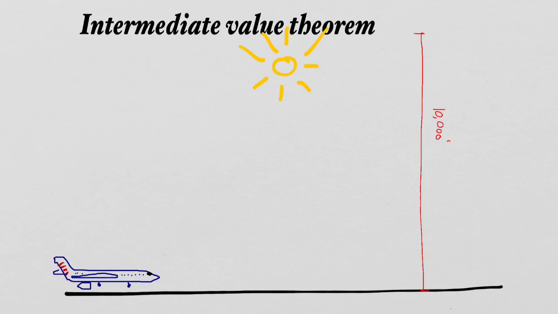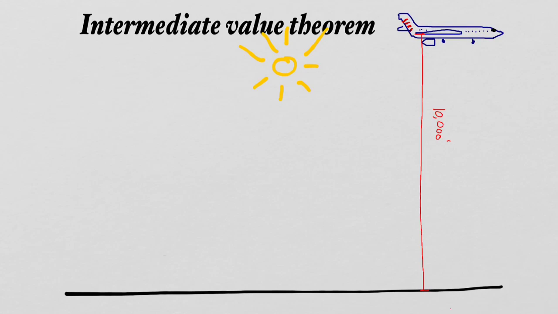What the intermediate value theorem says is this. If an airplane takes off and flies to a height of 10,000 feet, there is a distinct moment in time when the airplane has been at every single height or elevation in between 0 and 10,000 in its flight.